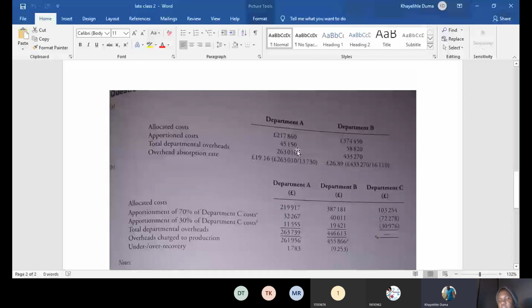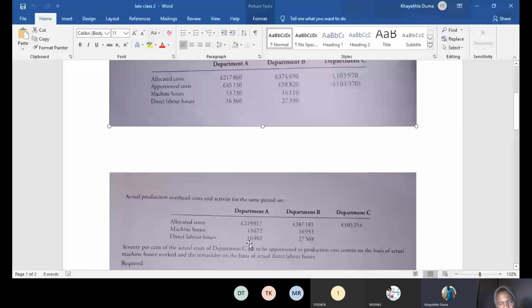Then the total departmental overheads. It's supposed to be the total right there. So it's going to be 217 plus 45, 150, 274 plus 58. Then you get the total. And then with the total, how do you calculate the overhead rate? These are the allocation basis or your activity level. You'll be guided by your information. They say on the basis of actual machine hours worked. Actual machine hours worked, where are they? Actual machine hours that were worked, here they are. Machine hours, it's 13,672, 60,953. There they are.